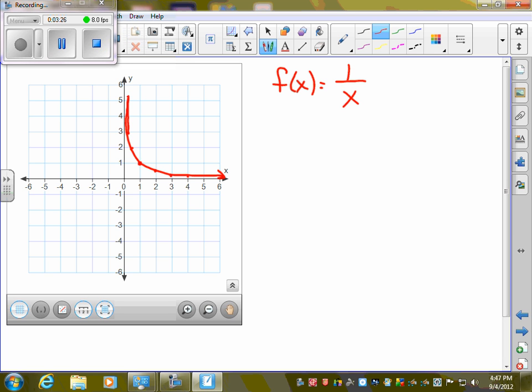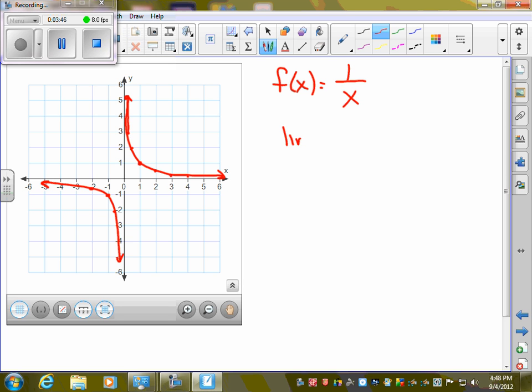We could also plot like negative 1. If we put negative 1 in, we're going to get negative 1. Negative 2, we'll get negative 1 half. Negative 1 half, we'll get negative 2. So we should get the idea that we're doing this kind of thing to the graph. So now we see that we've got some discontinuities here. We've got some breaks in the graph.